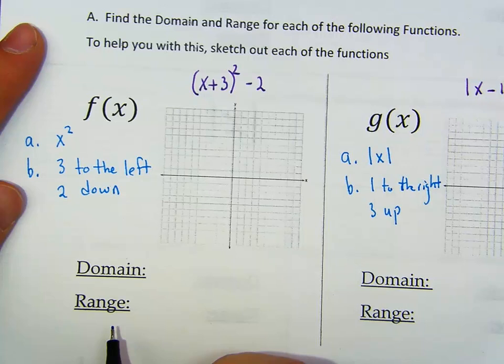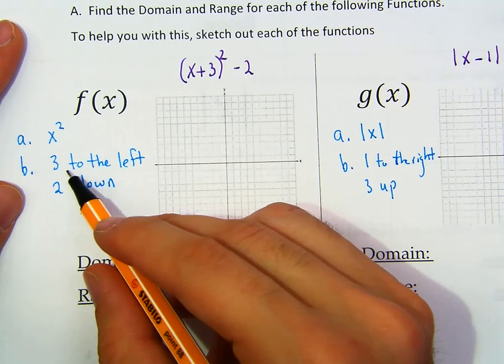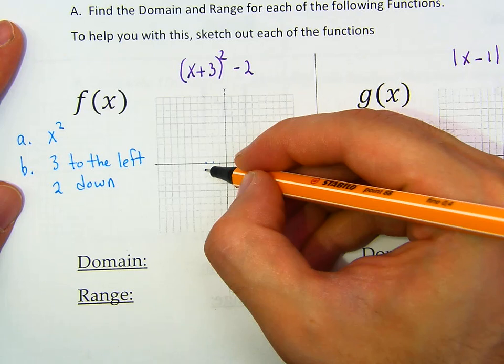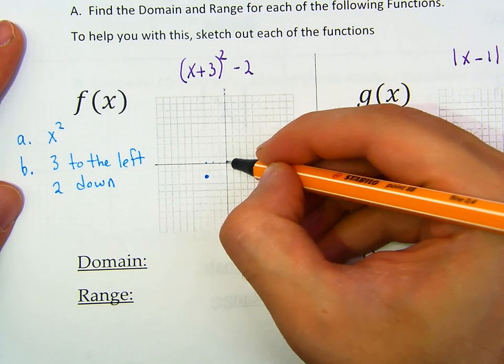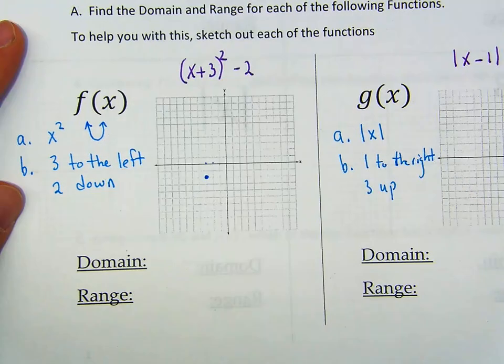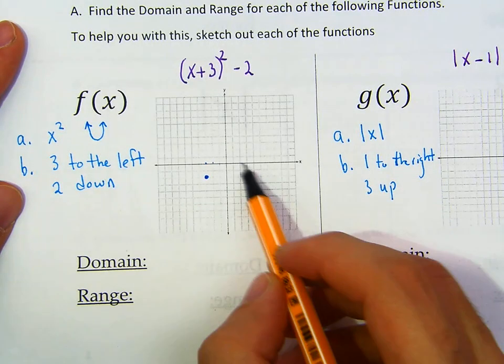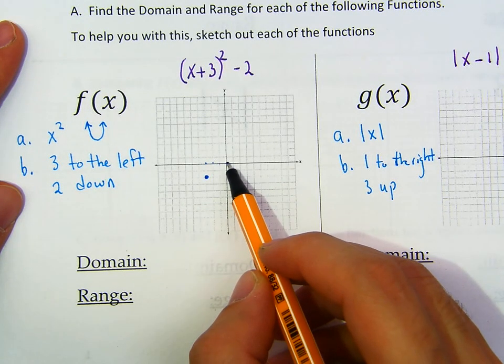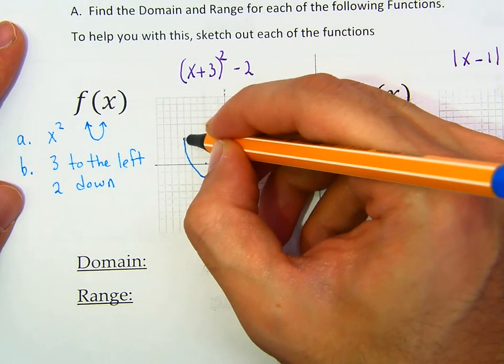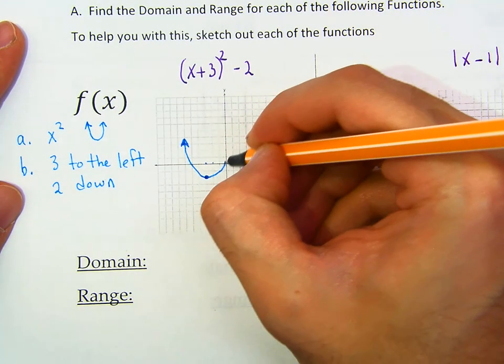Okay? But let's take a look at this one. So 3 to the left, so it goes 1, 2, 3, and 2 down, 1, 2. So notice that the original x² looks like this, right? So if the original x² looks like this, all we're doing is moving it from the center, left 3, down 2, and then bam, we have our graph.